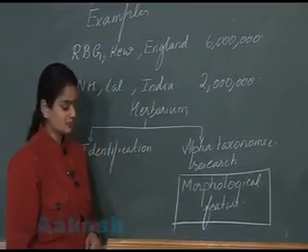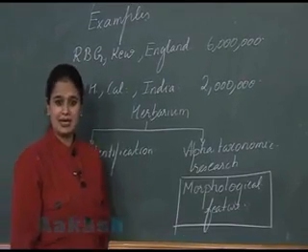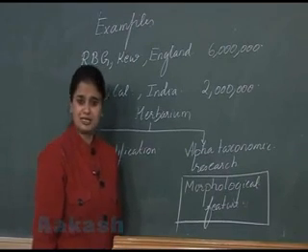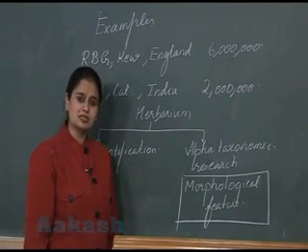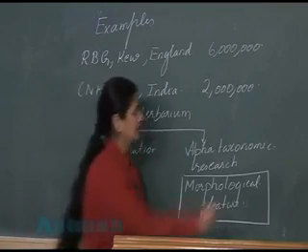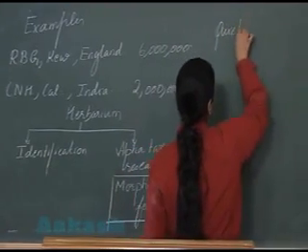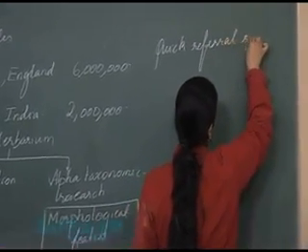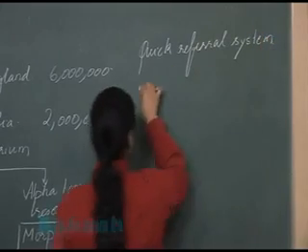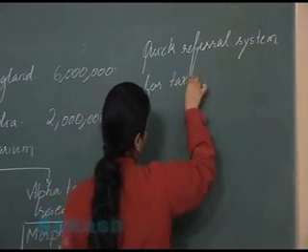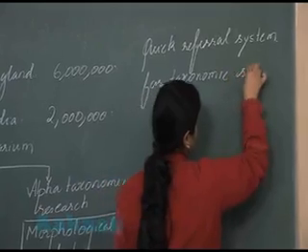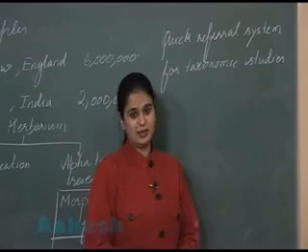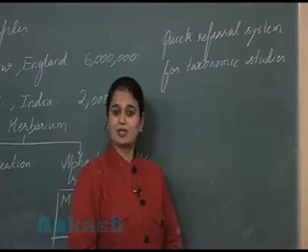Got this? So it means we can easily say here that herbarium, they are a quick referral system for identification or quick referral system for taxonomic studies. After the herbarium, now we are going to deal with the botanical gardens.